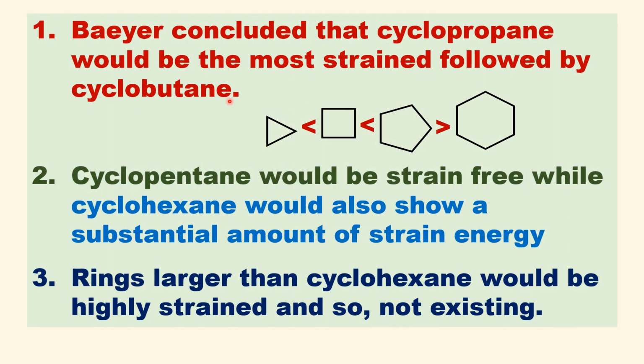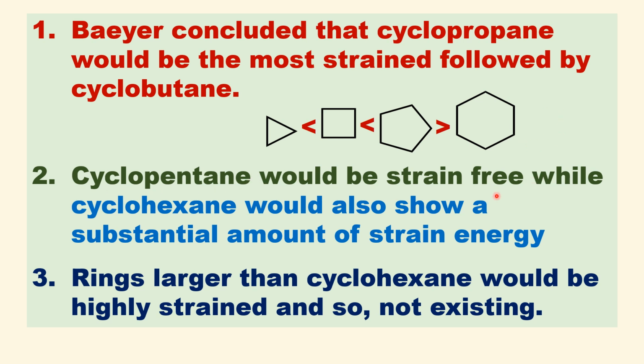Based on the above angle strain table, he concluded that cyclopropane would be the most strained, followed by cyclobutane. That is, the relative stabilities of cycloalkanes are shown here. Cyclopentane is the most stable, cyclopropane is the least stable. The higher cycloalkanes are not formed because of angle strain. They do not exist, they cannot be prepared.